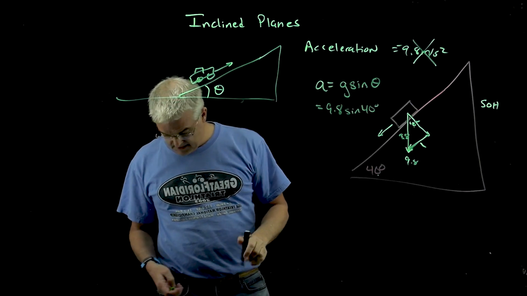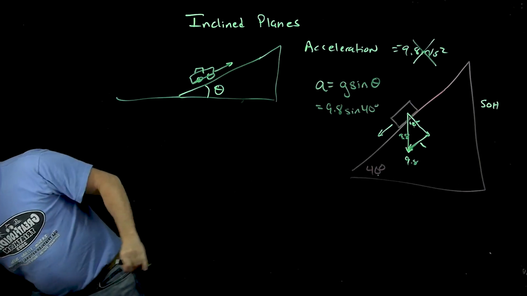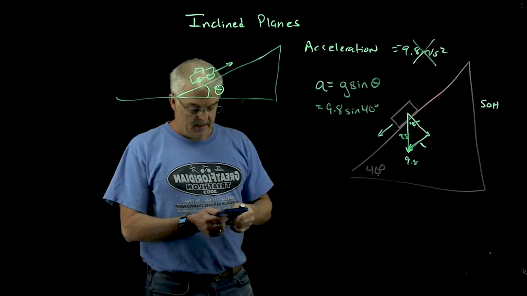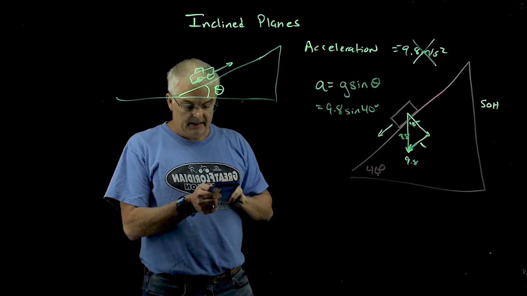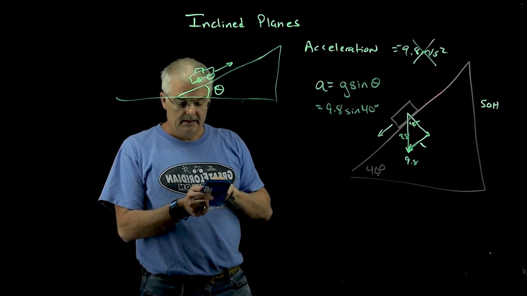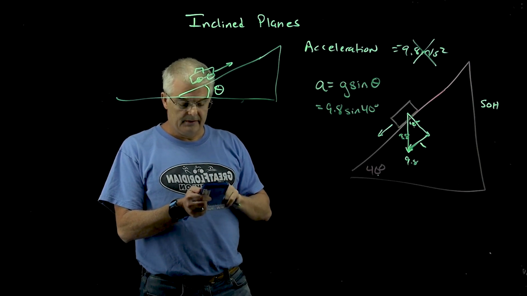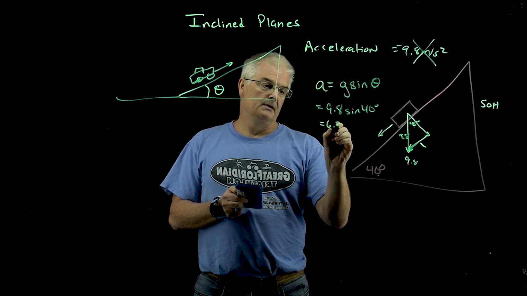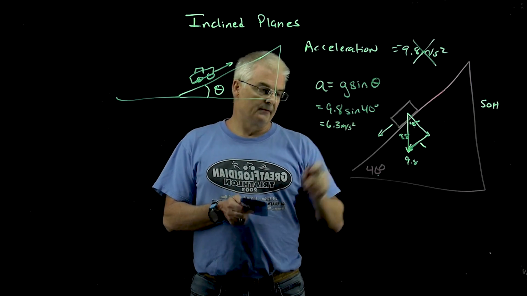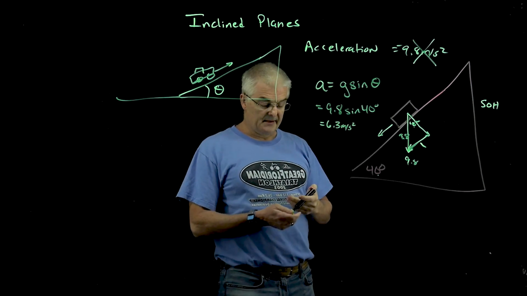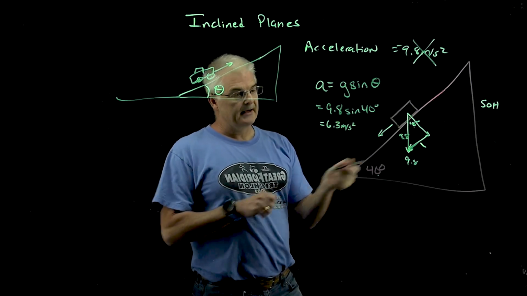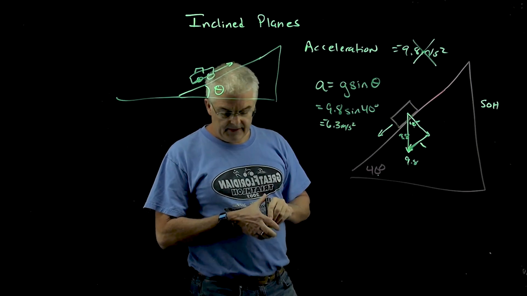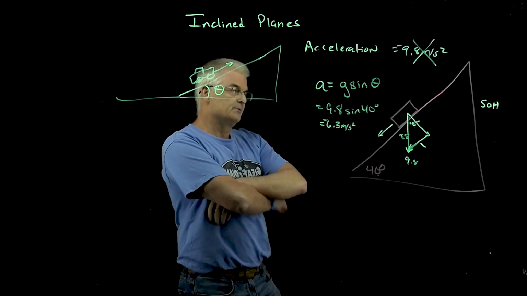So in this particular example, I'll take my calculator here. 9.8 times the sine of 40 degrees, and I get 6.3 meters per second squared. So at a 40-degree angle, instead of 9.8, I have 6.3, and actually it would be negative.